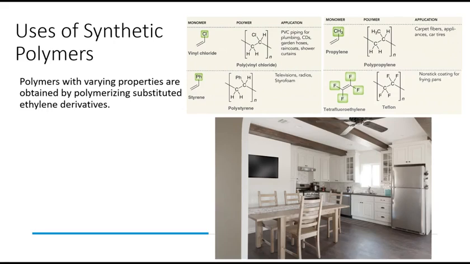Uses of synthetic polymers. Polymers with varying properties are obtained by polymerizing substituted ethylene derivatives, such as vinyl chloride, styrene, propylene, and tetrafluoroethylene, resulting in uses that we see in everyday life, from PVC plumbing to carpets to tires, televisions, radios, styrofoam, etc.